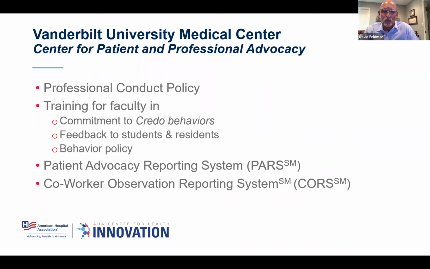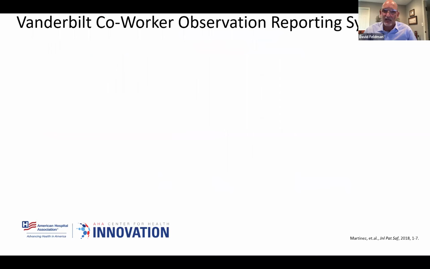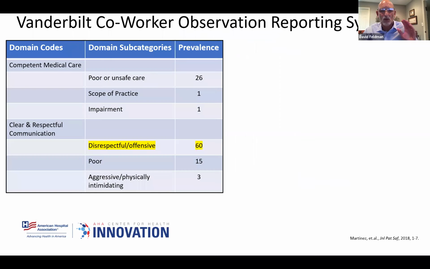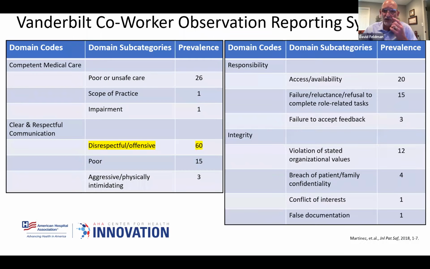I think if we look at where people are trying to understand this best, and this comes from Vanderbilt, they have a professional conduct policy, they do training, and they have reporting systems that allow both patients and coworkers to report physicians, other providers that are not communicating well, that are behaving badly, if that's the right term. It's a reporting system, and they now have millions of these reports to glean from. And it's very interesting. If you look at, this is the more recent part of this program, the coworker observation reporting system, right? What have they found? This is one of the first articles they published on this.